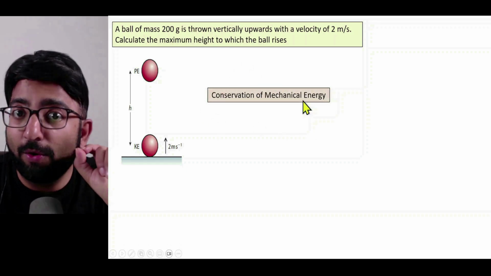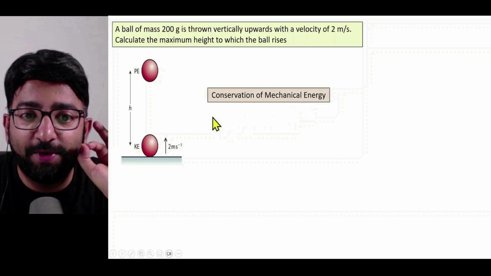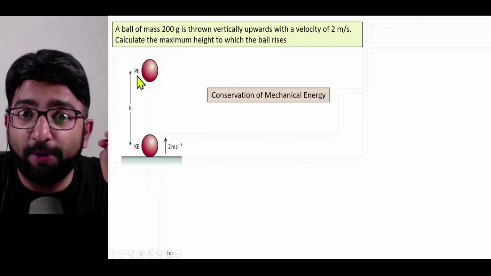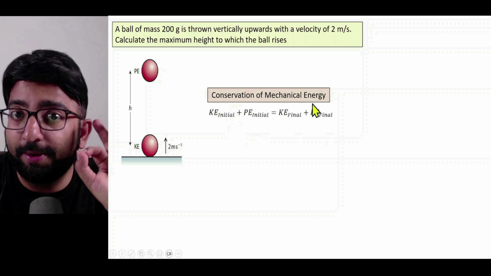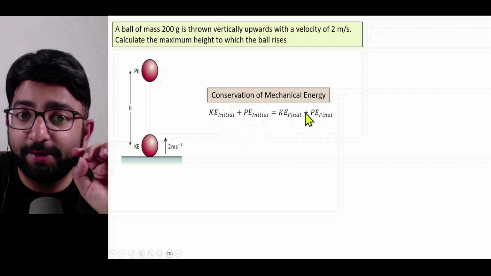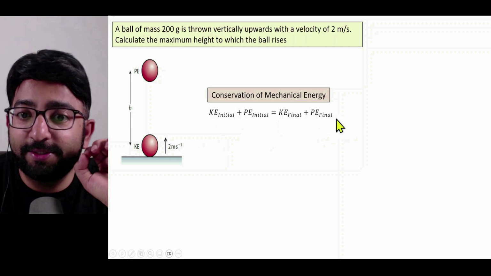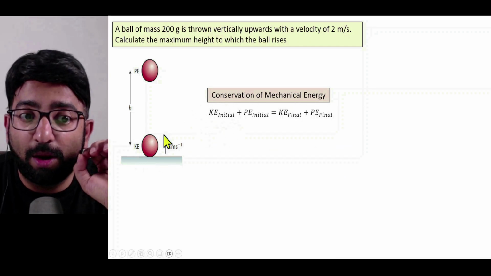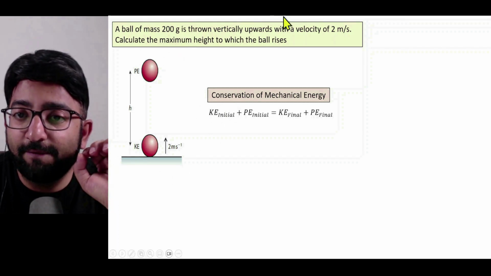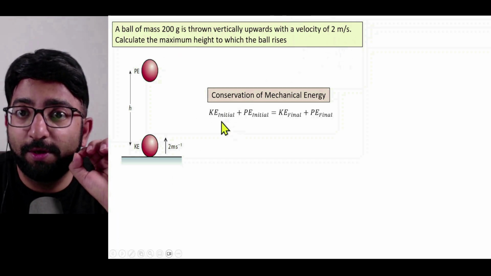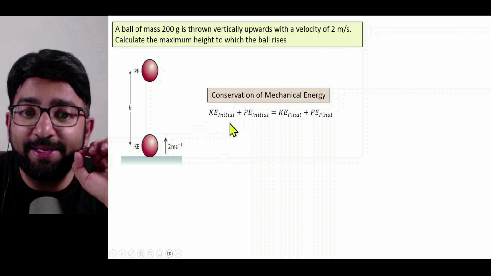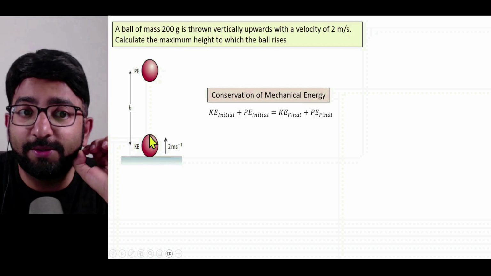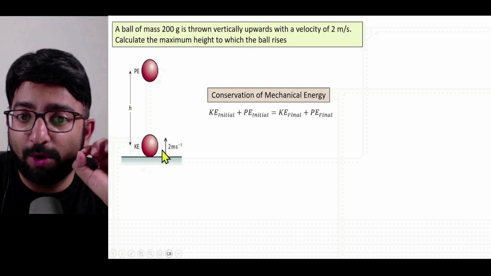Method number one, conservation of mechanical energy. So we have to consider 2 points here. Initial point is this, and final point is the maximum height. So according to the law of conservation of energy, this is the equation. So let's see what are the values of all the parameters. Initial kinetic energy will be half mv square. Mass is given and the initial velocity is given. So we can use half mv square to get the initial kinetic energy. Initial potential energy will be considered as 0 since the ball is kept on the ground.